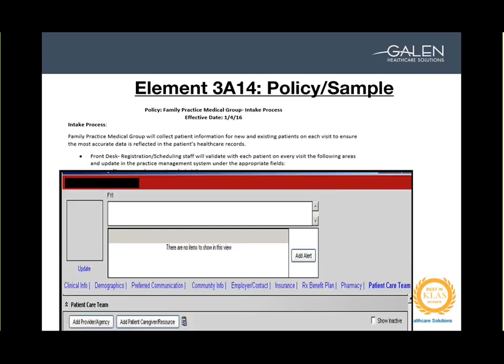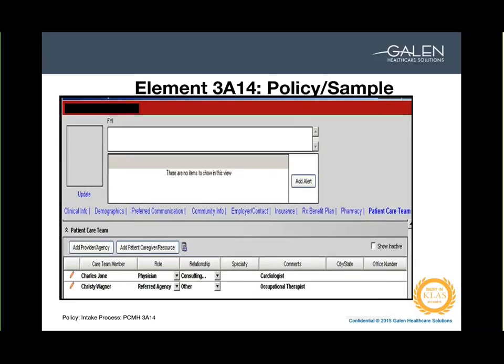And then here's a sample. Remember, you need 3 samples to submit, and it's showing the capability. And you can see down here where I have care teams available to me, right? I have the ability to put the physicians and the different people that are involved in their care.